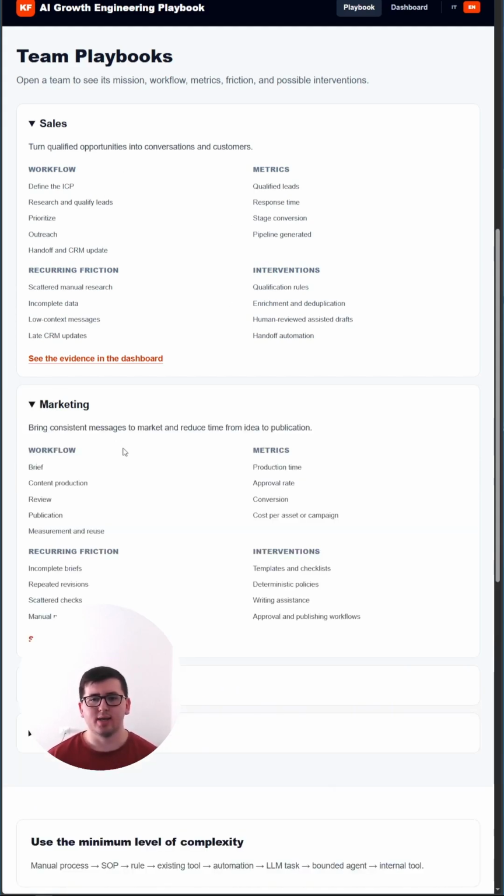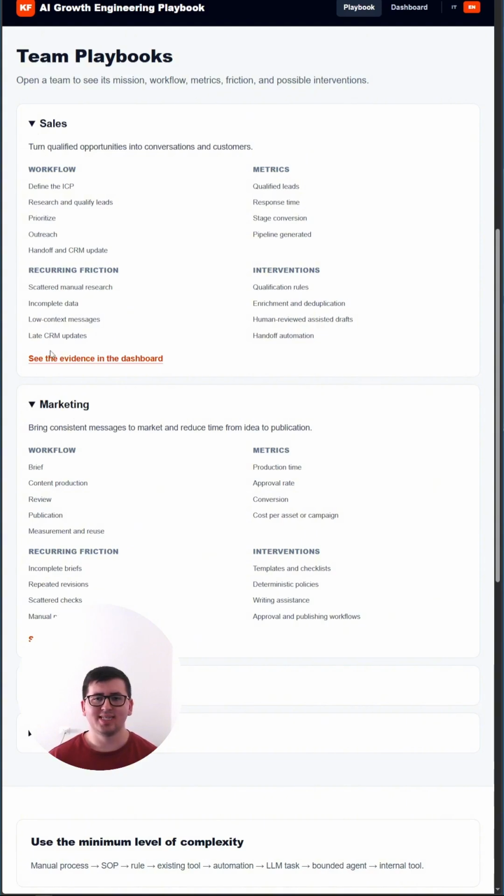Same thing with marketing. You have your workflow: brief, content production, review, publication, measurement and reviews. The recurring friction is incomplete briefs, repeated revision, scattered checks, manual publishing, along with the metrics of marketing and the intervention that you can have. Marketing templates are one of the best things that you can do. I already did it sometimes with some businesses, building some templates, and it helps a lot.